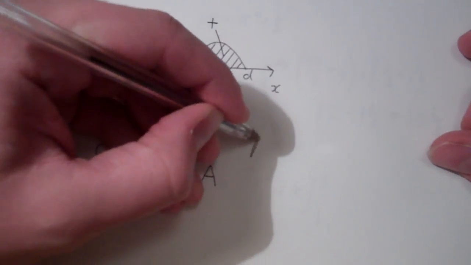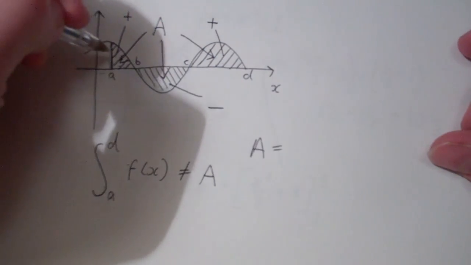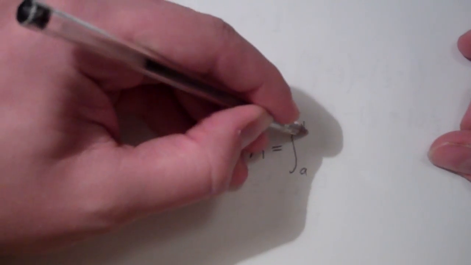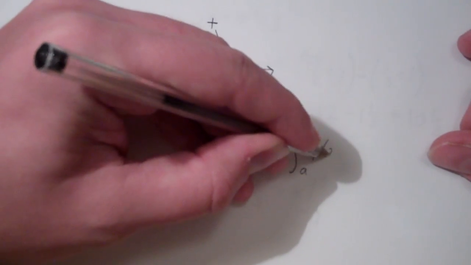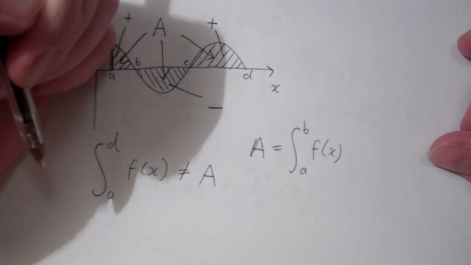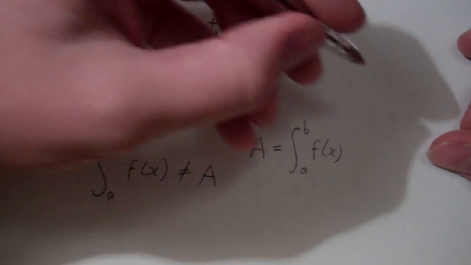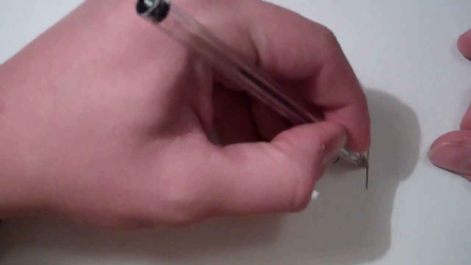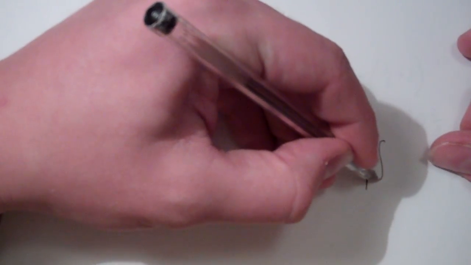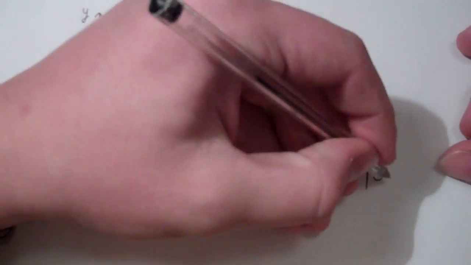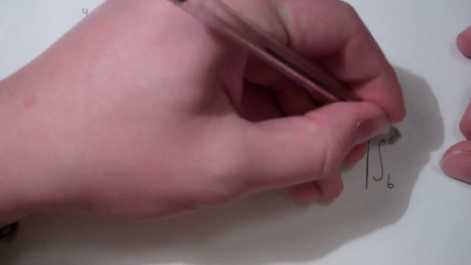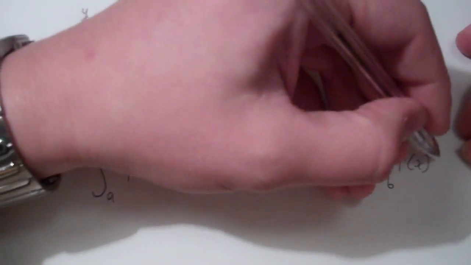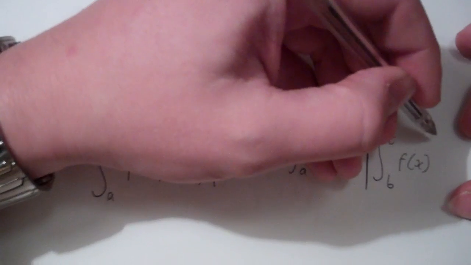We'd say that the area is the integral from A to B of f of x, plus, and you'll see what I'm doing here in a second, the modulus of the integral from B to C of f of x. In fact, I'm going to do dx all at the end.